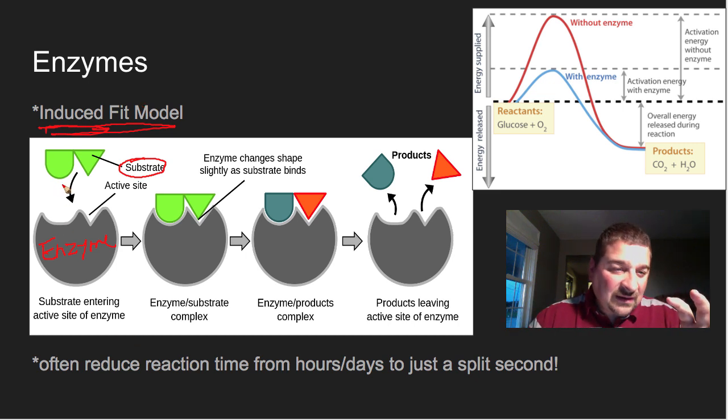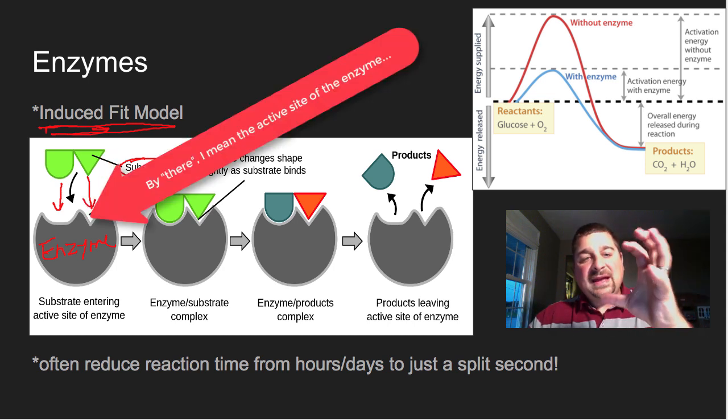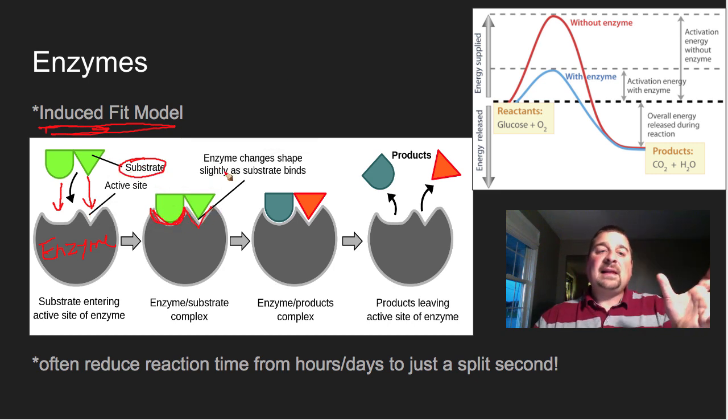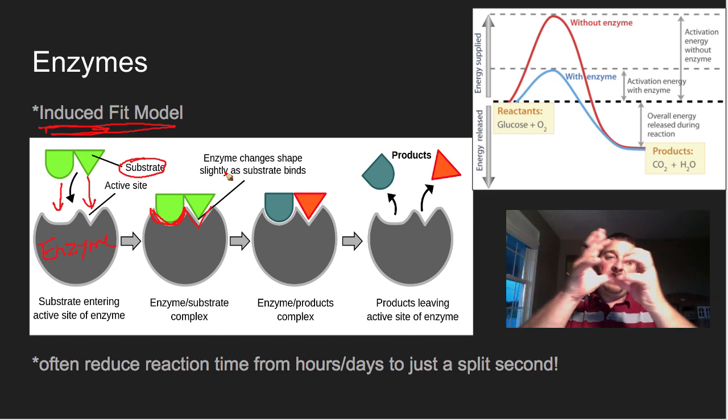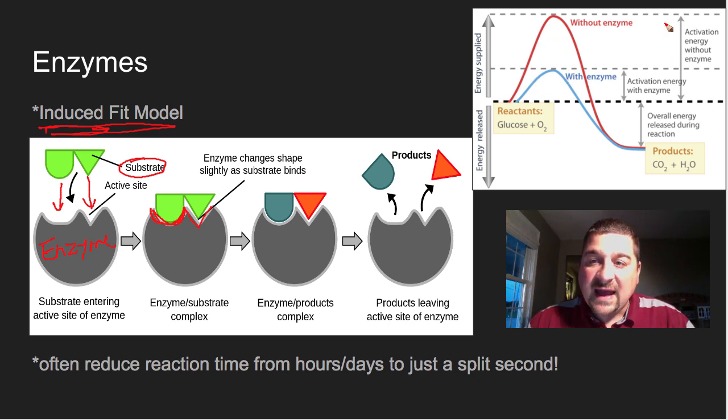This substrate you see fits in there, and after the substrate hits the enzyme, it will actually induce a shape change here. So it's kind of like the substrate hits the enzyme and then the enzyme grabs hold of it. It grabs hold of it, it causes the reaction to happen, and if you look over here on the graph, how does it do that? It reduces the activation energy.